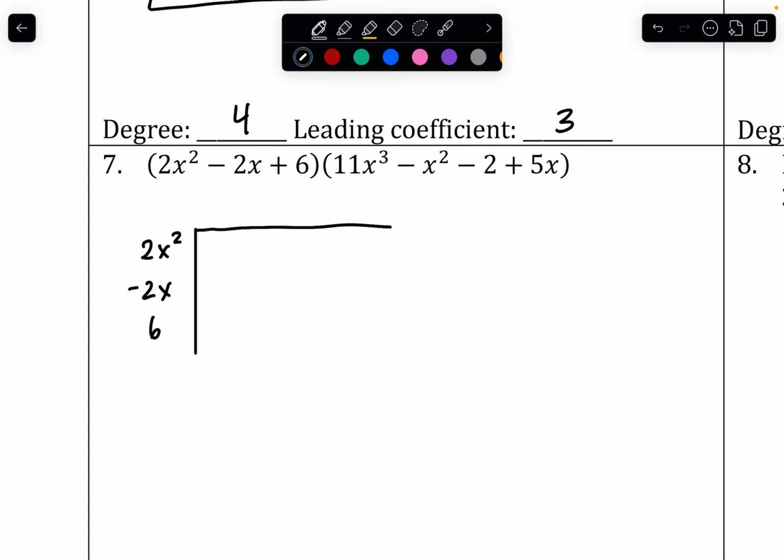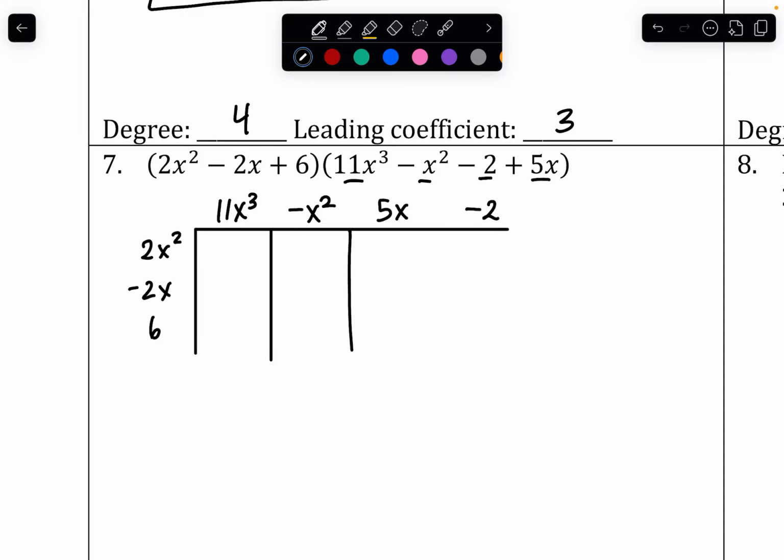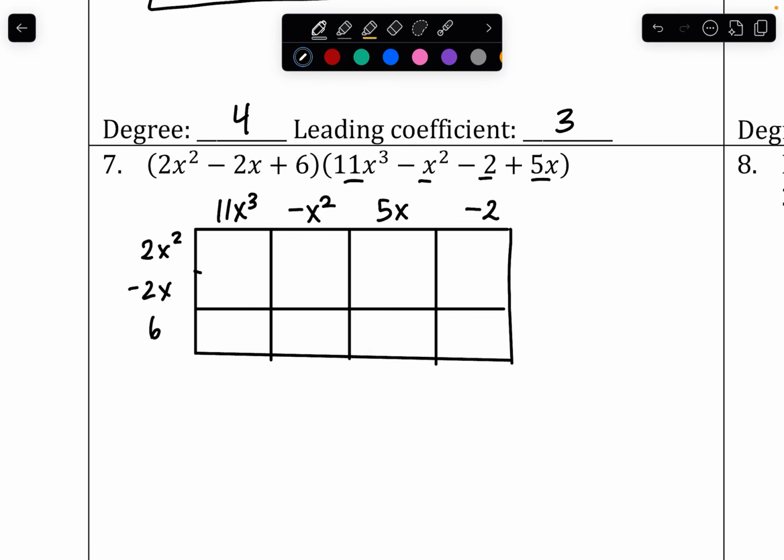And then for the polynomial along the top, there's 1, 2, 3, 4 terms, and put them in order, standard form. So 11x cubed, followed by -x squared. 5x should come next, and then the -2. Keep all their signs. Don't lose any negatives. You don't have to write plus signs, but you do need the minus signs because that means the term is negative. Okay, and so I've got 4 columns for each of those 4 terms, and then I have 3 rows for the first polynomial. Okay, so every term gets multiplied by every term.